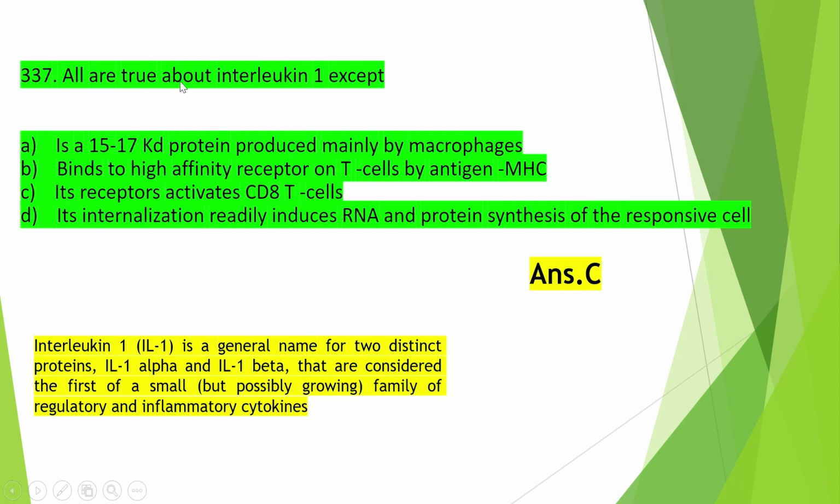So all are true about interleukin except its receptor activates CD8 T cells. Okay, so interleukin 1 is a general name for two distinct proteins, interleukin 1 alpha and interleukin 1 beta, that are considered the first of a small but possibly growing family of regulatory and inflammatory cytokines.